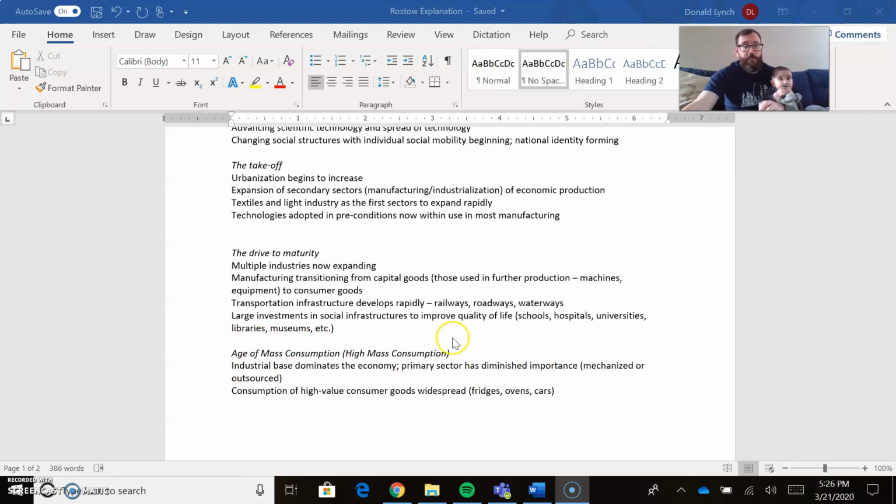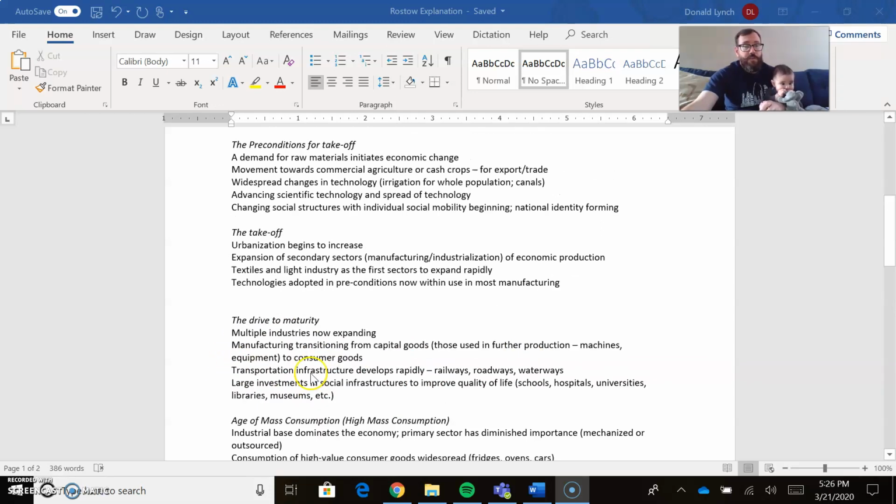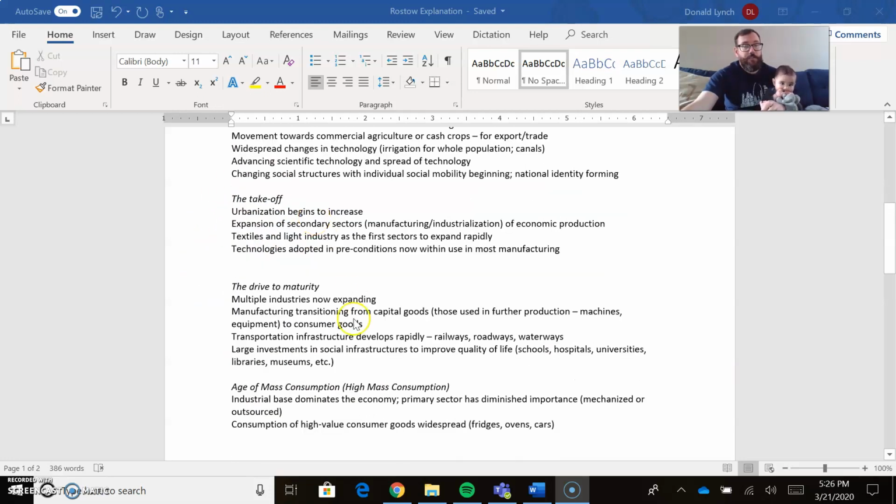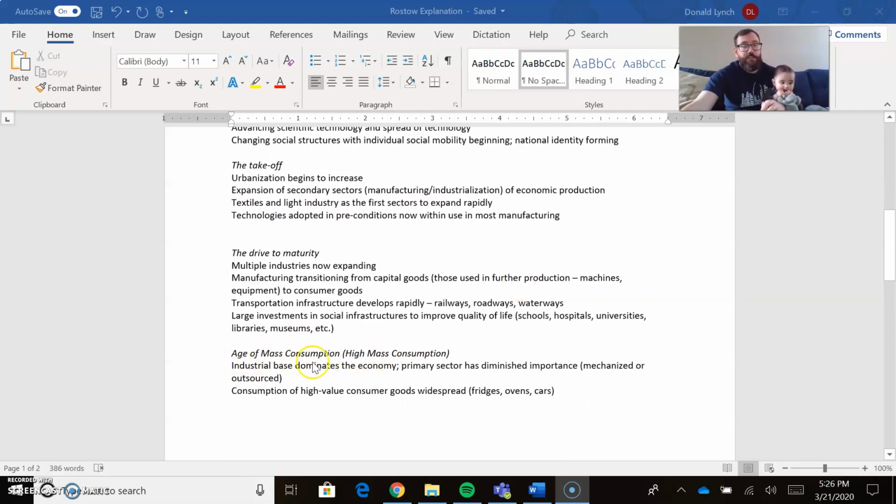And now, if we are in this stage up here, we can be the type of person who is going to come way up here and start to initiate change in another country by having demand for raw materials to further produce for ourselves. The other thing that we see in this age of high mass consumption is the consumption of high value consumer goods throughout our country and our economy, right? So fridges, ovens, cars, multiple TVs, 18,000 cell phones, right?